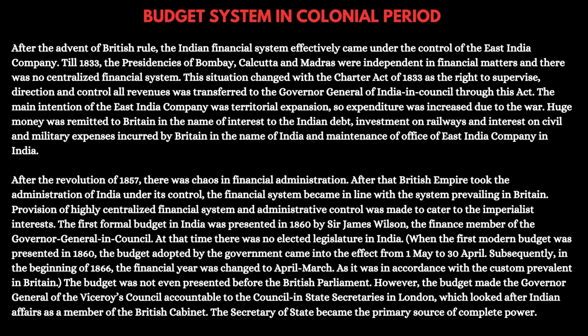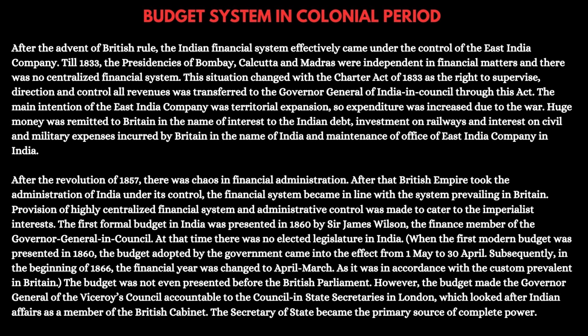The first formal budget in India was presented in 1860 by Sir James Wilson, the finance member of the Governor-General in Council. At that time, there was no elected legislature in India. When the first modern budget was presented in 1860, the budget adopted by the government came into effect from 1 May to 30 April. Subsequently, in the beginning of 1866, the financial year was changed to April to March, as it was in accordance with the custom prevalent in Britain.